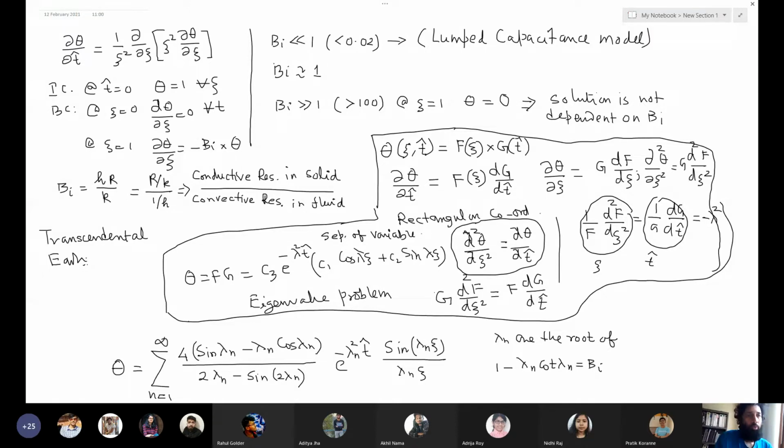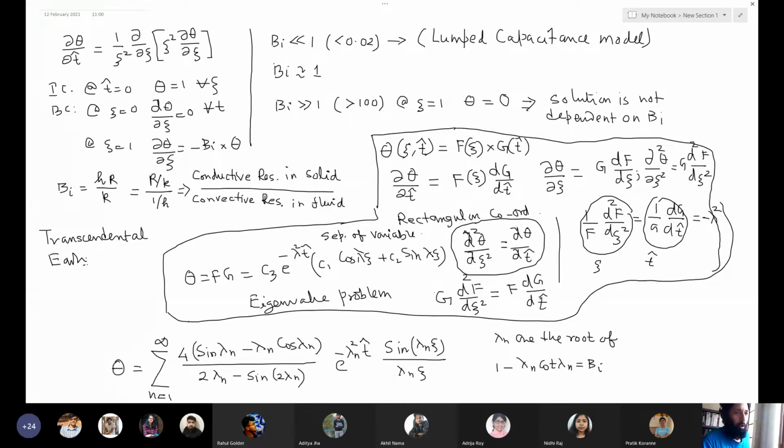So we have to first calculate the Biot number. Once we know the Biot number, we get all the lambdas, and then the series is an infinite series. But this is a convergent series. That means that the terms are going smaller and smaller as you go from n equals 1, 2, 3, 4. So you actually don't need to go beyond the fourth term because this will be anyway very, very small.